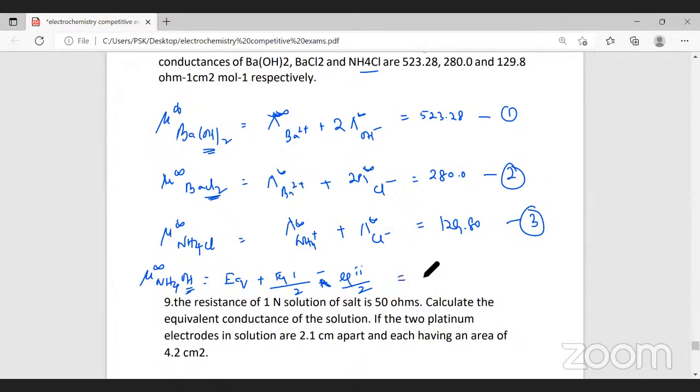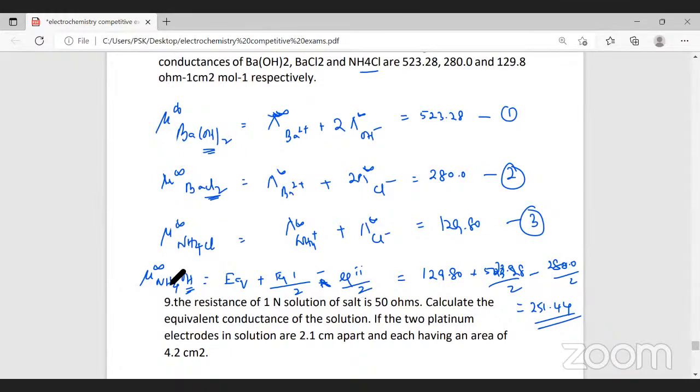So what happens now? 129.80 plus 523.28 divided by 2 minus 280.0 divided by 2. On simplification, we will get the answer 251.44. Hence, the answer for this is 251.44. You understood why I'm dividing it by 2?